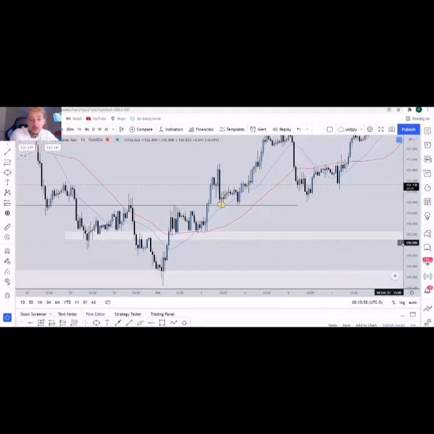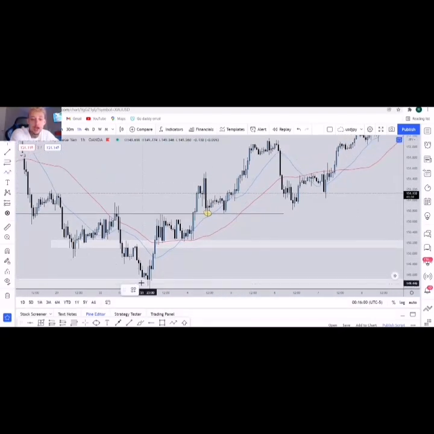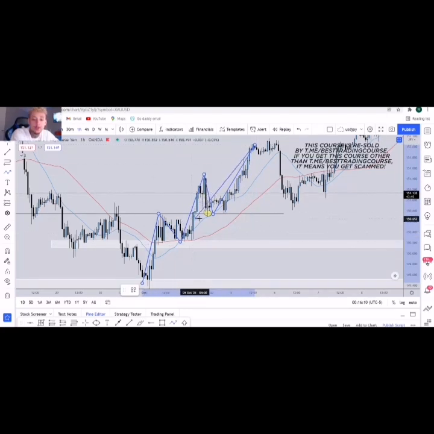Why is it the 5th leg? Because remember, we're looking to buy on the higher high. We're looking to buy on the higher low. So this would be the higher high here. This is the move we're looking to catch, right? 1, 2, 3, 4. We're looking to catch the 5th leg here.